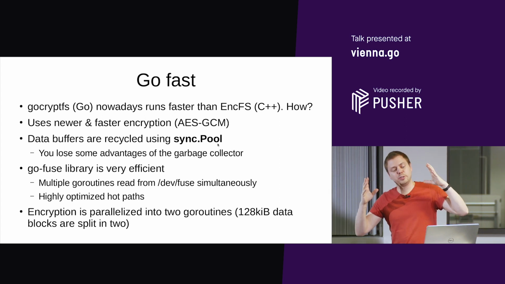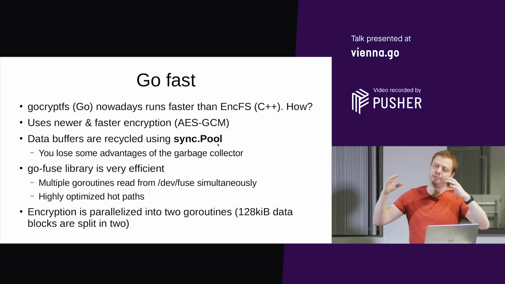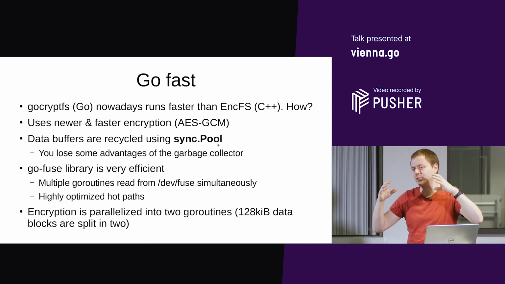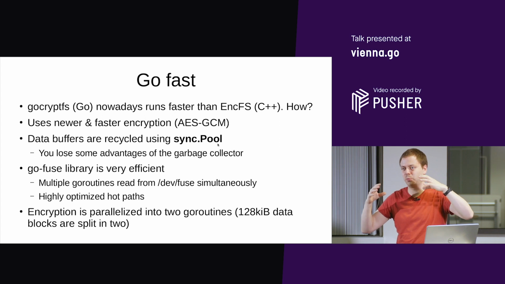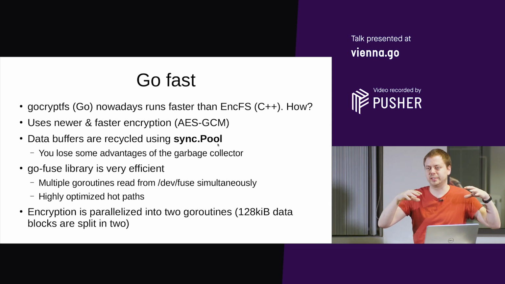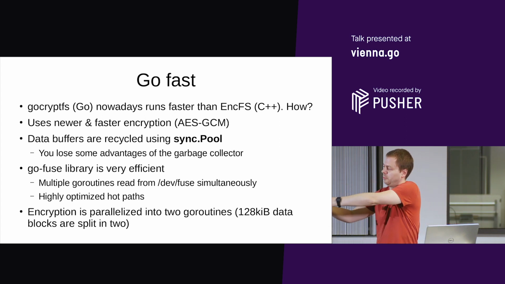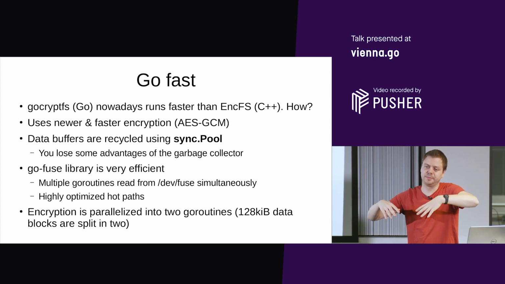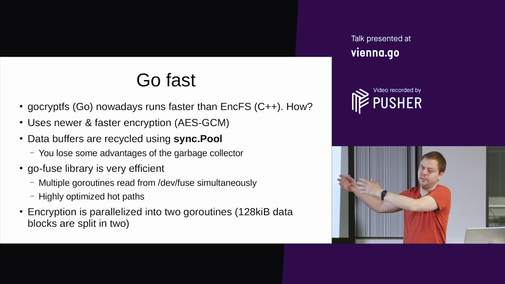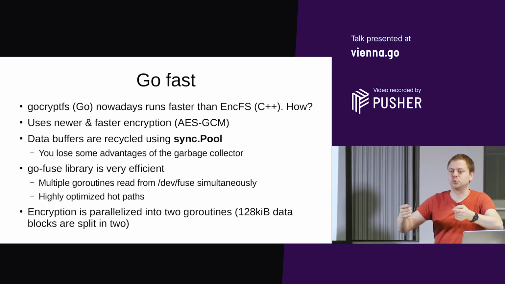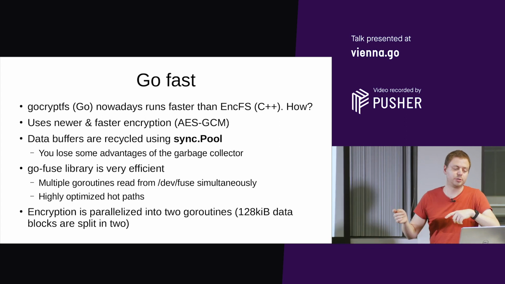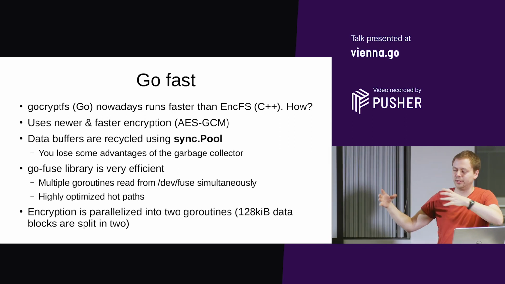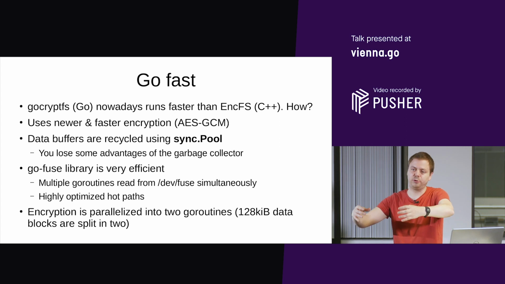that I reuse the data buffers that I allocate. As you may be aware, Go is a garbage collected language. So when you ask, give me a buffer of 1 megabyte, then you use it, and then you stop using it, and then you get the next one, then the garbage collector has to clean up after you. Sync pool is a way to save this buffer for later use.